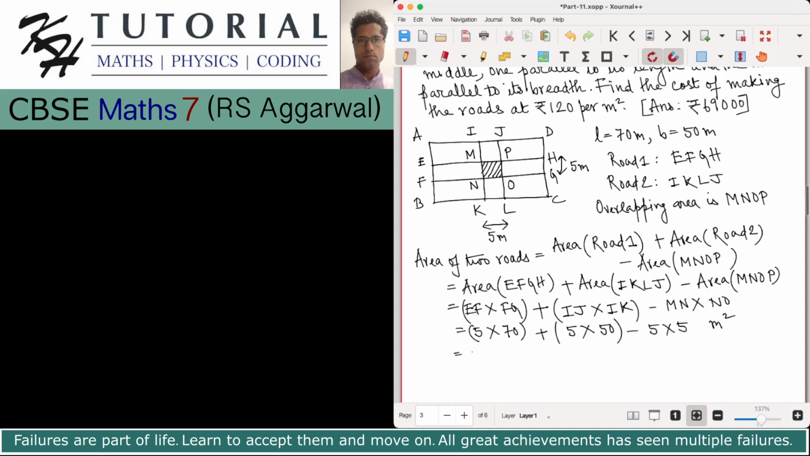So this is equal to 350 plus 250 minus 25 meter square, which is equal to 600 minus 25 meter square, which is equal to 575 meter square.